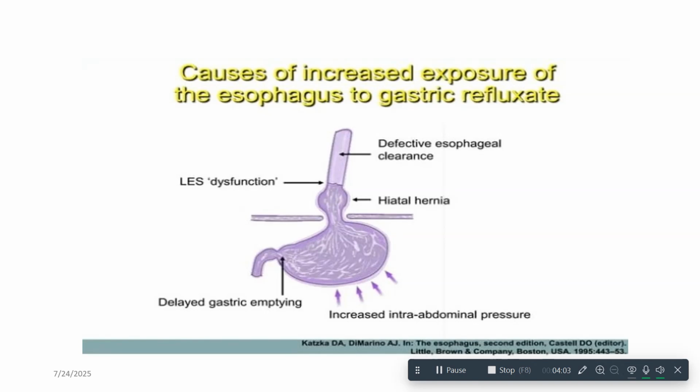So this is a diagram showing the causes of increased exposure of the esophagus to gastric reflux. The first one here is defective esophageal clearance. When there is reduced esophageal clearance, there will be persistence of food particles that are supposed to travel down to the stomach. They will remain in the esophageal lining, thereby causing reflux. Then we have lower esophageal dysfunction, which is mostly common, where the sphincter is lax or loose and does not close. So when patients take some positions, the acid content from the stomach tends to reflux back into the esophagus, thereby giving them this reflux.